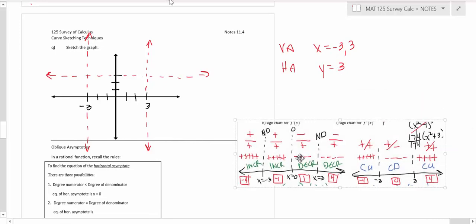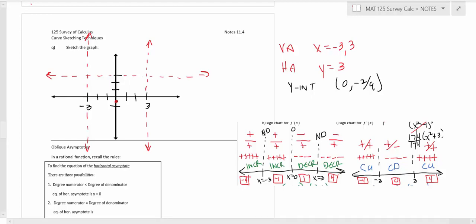The other thing I recall that we had was a y-intercept at 0, negative 2 ninths. We had that, so just throw a dot in there like that. Now, this is what you're ultimately trying to learn how to do.